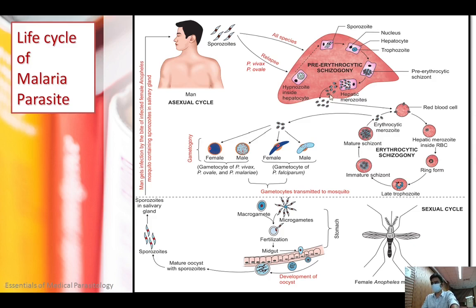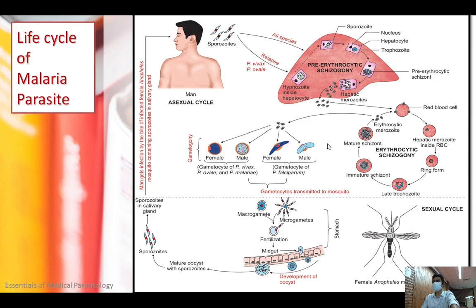There were hepatic merozoites here. This is called erythrocytic because it is occurring inside the RBC, so it is known as the erythrocytic merozoites. Once it keeps multiplying, the RBC will not be able to contain it. It will rupture, and as a result of this rupturing, the merozoites will be released, and these merozoites can now infect new RBCs, or they would develop further and form gametes.